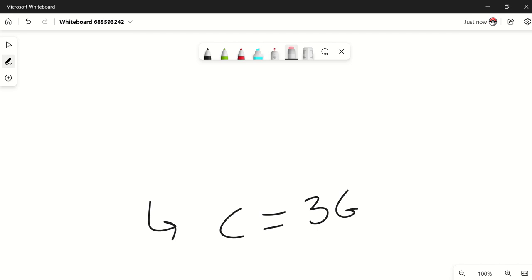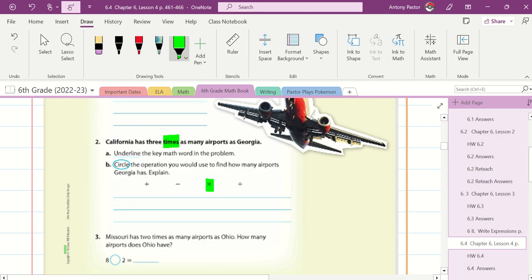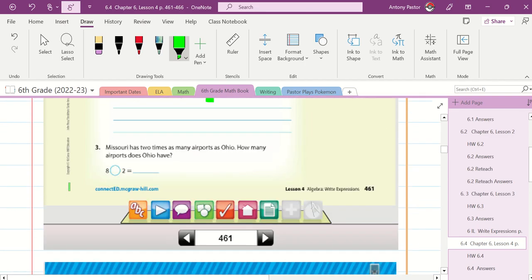Now, if we find out that Georgia has 3 airports, we would plug that in here. This would be 3 times 3. Therefore, California would have 9 airports. And that's why we write algebraic expressions.